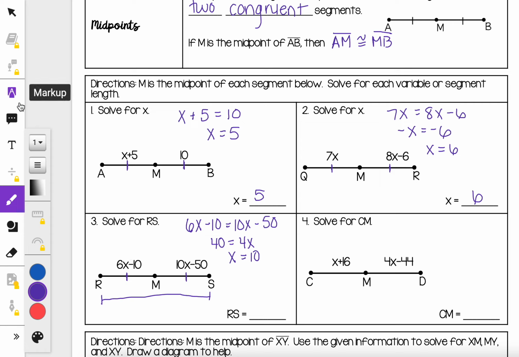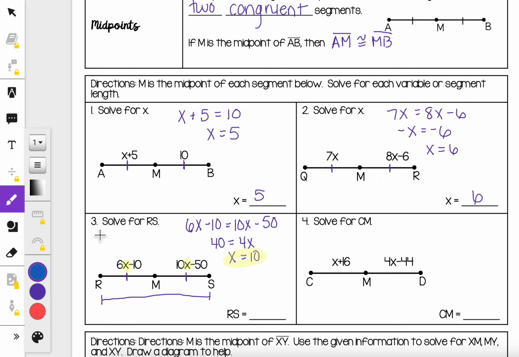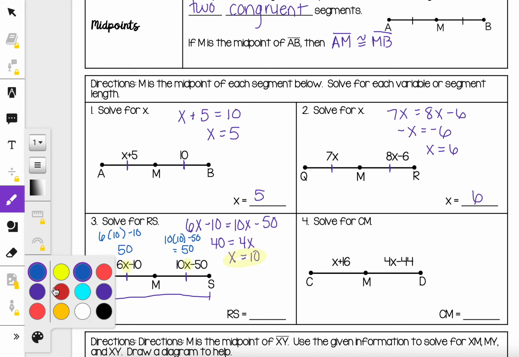So what I can do here is find the length of RM. If I take that X equals 10 and substitute that in for both of these X's, here I'm going to get 6 times 10 minus 10. RM would be 50. 10 times 10 minus 50 would also be 50. So I know I'm on the right track because if M is the midpoint, these two segments should have the same measure, which they do. And 50 plus 50 is going to equal 100. So RS is 100 units long.